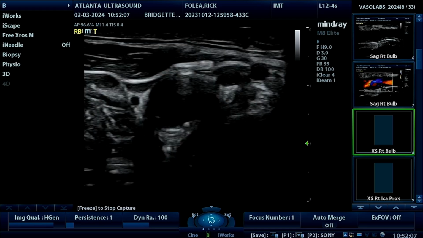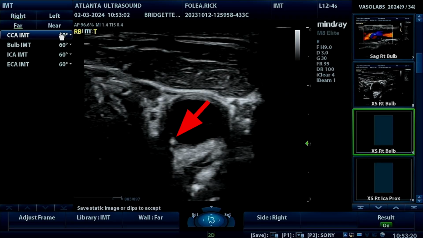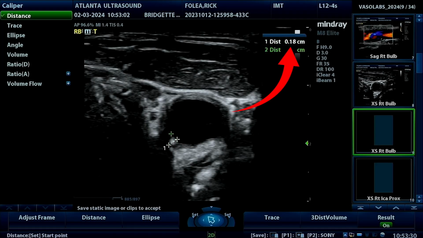Now we'll go back and grab a snapshot of the start of the bulb. And there's that little calcified plaque we saw earlier from the side view. We'll measure that. Looks like it's 1.8 millimeters. Then we measure the width of the bulb, and we see it's 9.7 millimeters. So we have around a 20% stenosis or blockage of this artery.